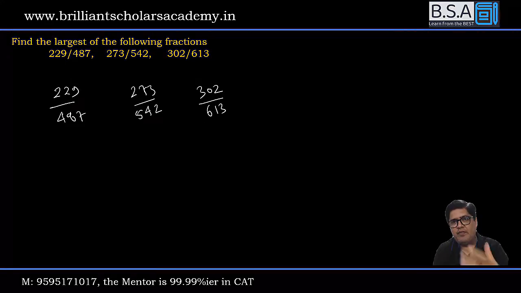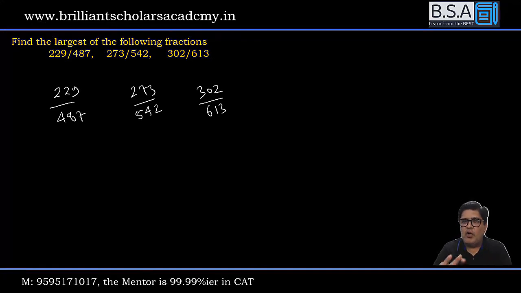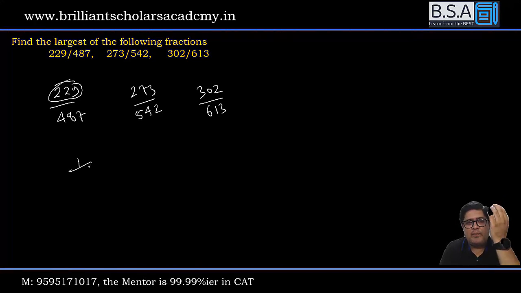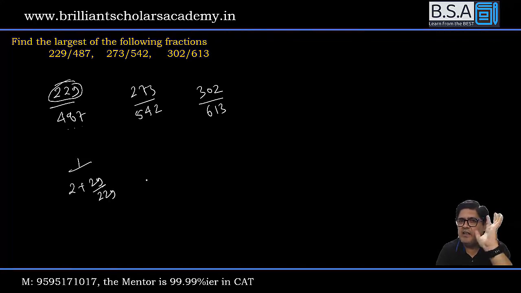First thing, do you feel the denominator is almost double of the numerator? What is double of this? 458. The denominator is more than double. 458, so it is 29 more on this. Leave it there.